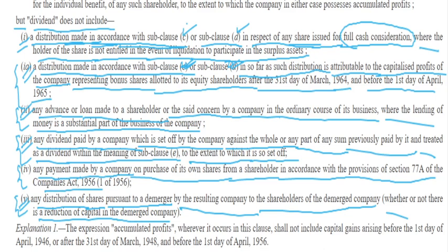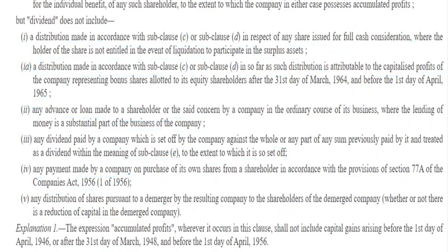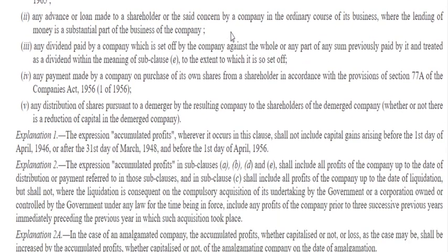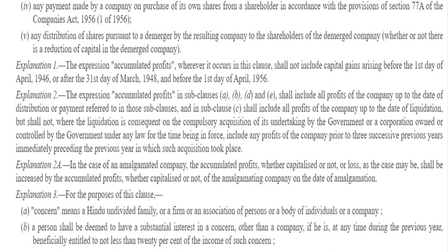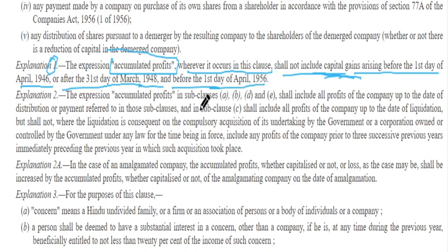Let's see some explanations. Explanation 1: Accumulated profit, wherever it occurs in this clause, shall not include capital gain arising before the first day of April 1946, or after the 31st day of March 1948 and before the first day of April 1956.